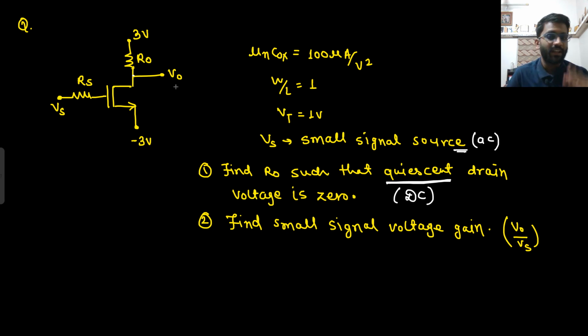In the next question, they are asking small signal voltage gain. Small signal means AC. Whenever you find small signal, they are asking AC. So now we are going to do the AC analysis. So in the AC analysis, we will not consider any DC source. AC analysis.